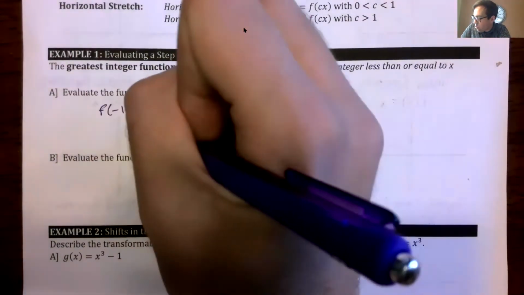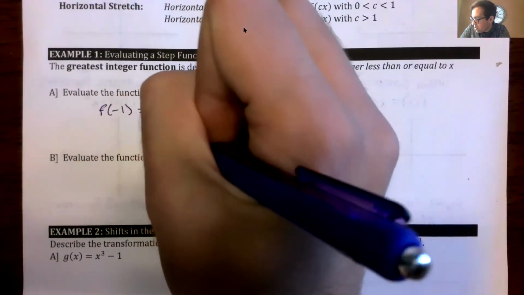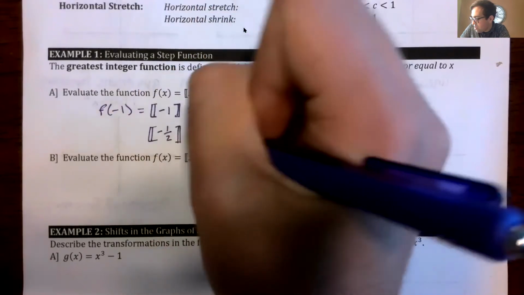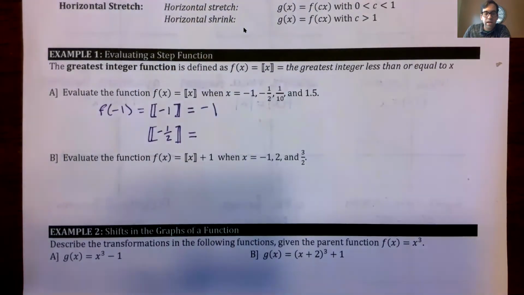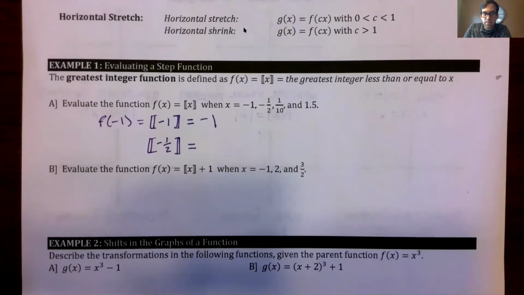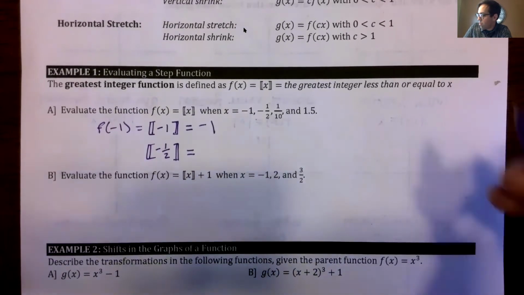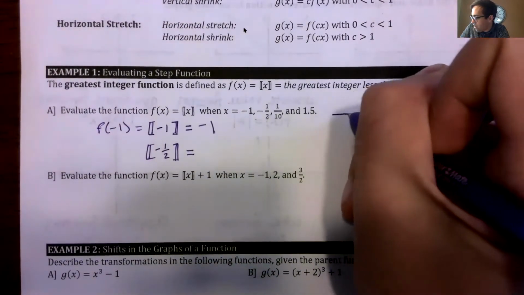If we do -1/2, we think, okay, what's the greatest integer that's less than or equal to x? You know what? Sometimes when I'm teaching this on a whiteboard, I like to draw a number line. So I'm going to do that right now. I just thought of that.